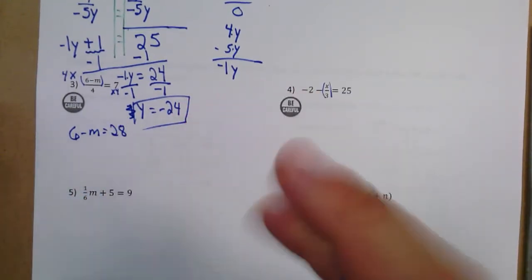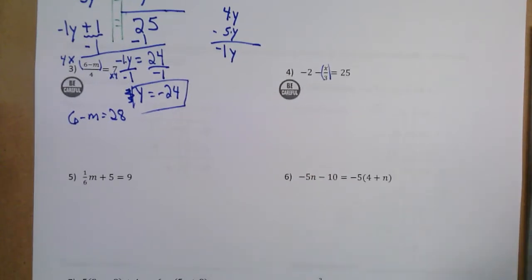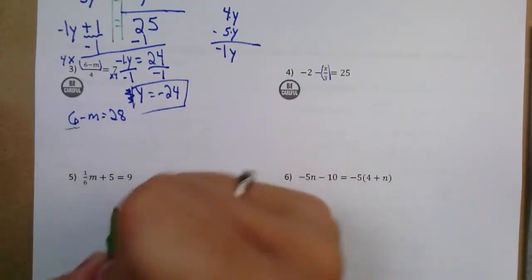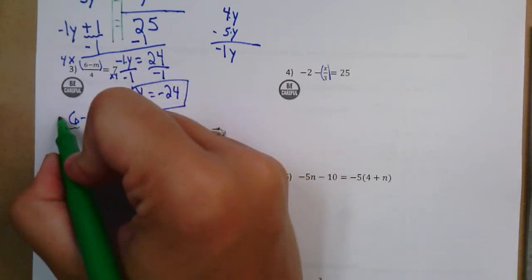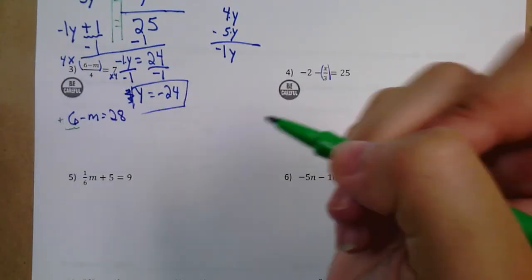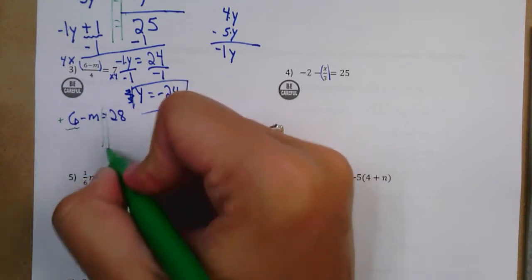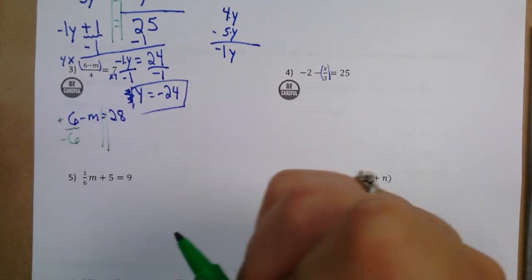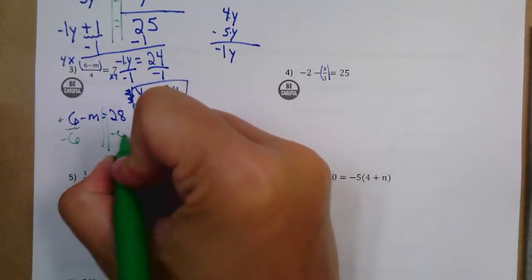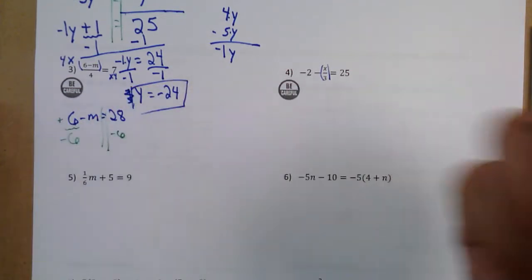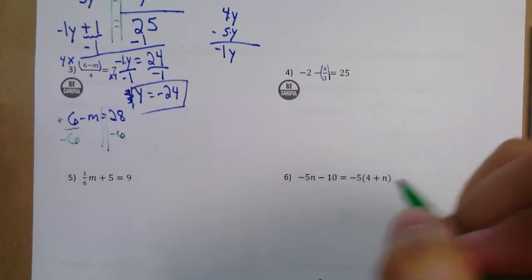Keep in mind, a couple people in previous years have had a really hard time trying to figure out how to get rid of the 6. This is technically a positive 6. So in order to bring it across the wall, you're going to need to subtract 6. So just keep that in mind. If there's no symbol out in front, it's assumed to be a positive 6.